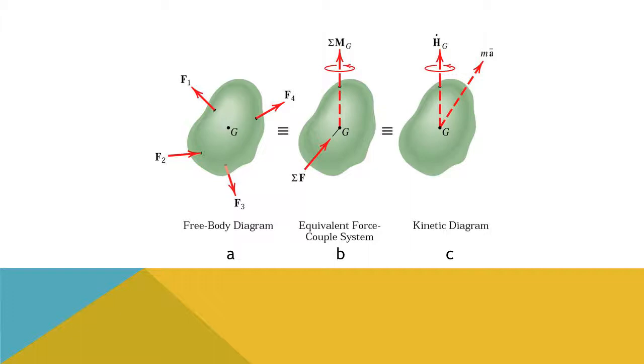The equivalence between the free body diagram and the kinetic diagram enables us to clearly visualize and easily remember the separate translational and rotational effects of the forces applied to a rigid body.